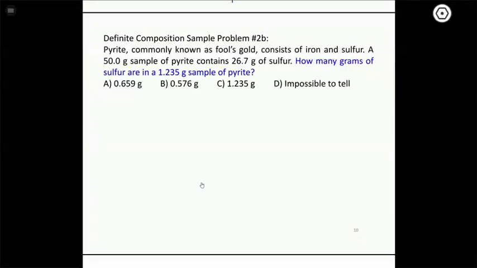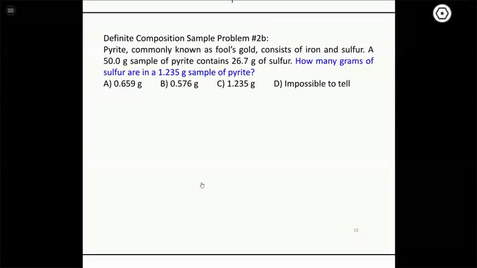Anyway, going back to pyrite, we have the same information we were given before. 50 grams of pyrite contains 26.7 grams of sulfur. But now we want to know how many grams of sulfur are in a 1.235 gram sample of pyrite. So instead of a whole 50 gram chunk, we have just a smaller chunk of 1.235 grams. How much sulfur is in there? And so what we're going to do for this is we're going to set up a conversion factor.